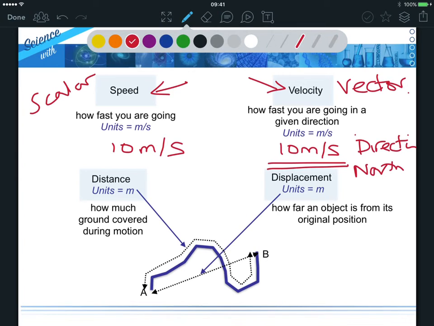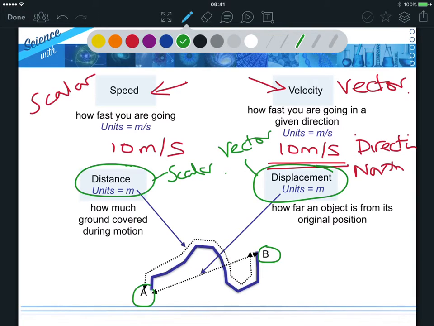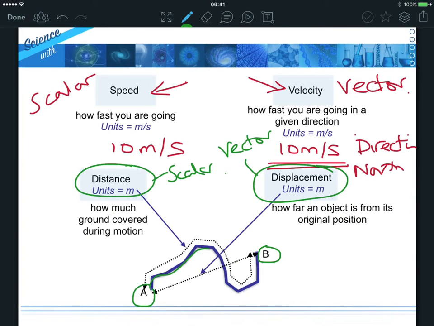Now, the other one, which is quite interesting, is the distance versus displacement. Displacement is our vector and distance is our scalar. Now, if you imagine moving from a position A to a position B, they could be a couple of miles apart. You may travel from A to B along this really convoluted route. And if you do that, your distance travelled, how much ground have you covered during your motion, is going to be the length of that line there. And it could, for example, be 52 metres. I'm just making these numbers up, of course.